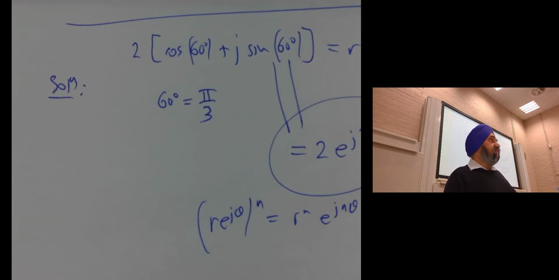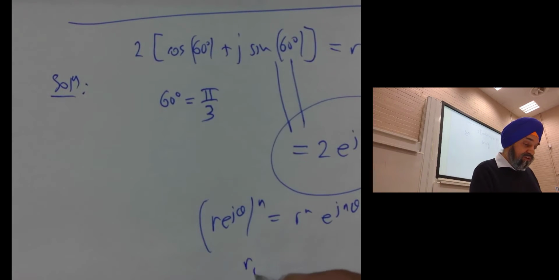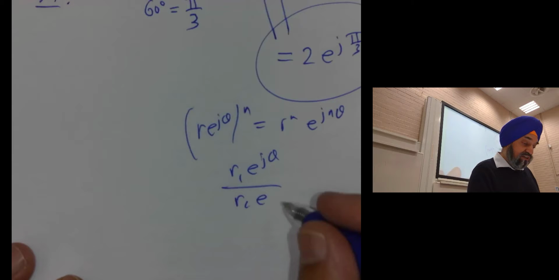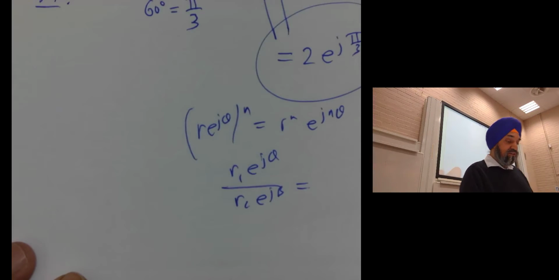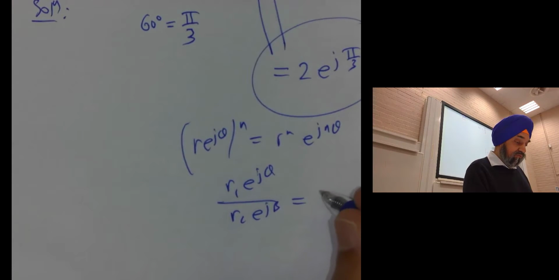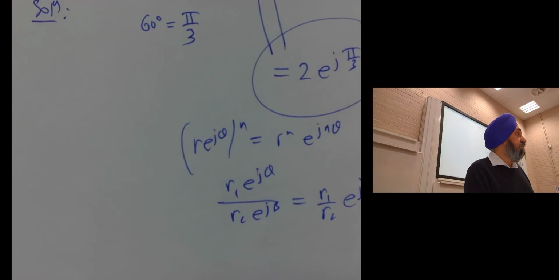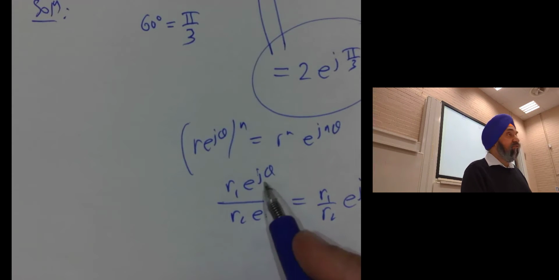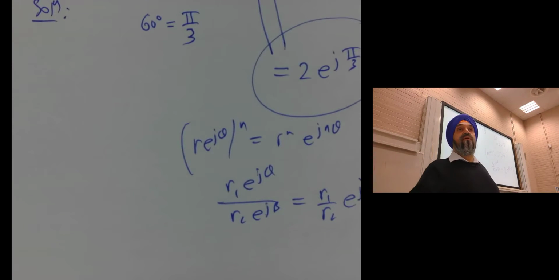The advantage is, if you want to divide two complex numbers, say r1 e to the j theta by r2 e to the j beta, guess what that's going to be? It's going to be r1 divided by r2, times e to the j theta minus beta. You're using the rules of indices. Those rules you already know.